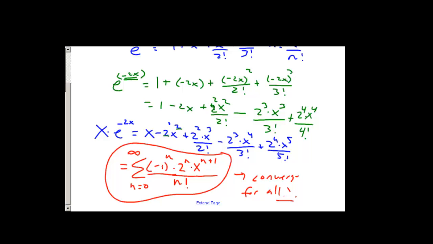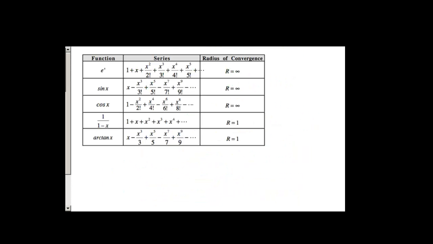And that's it. This is kind of a heavy new topic, but the idea is we're taking these known functions and we're using these 5 functions to be able to write many, many other functions in power series notation.